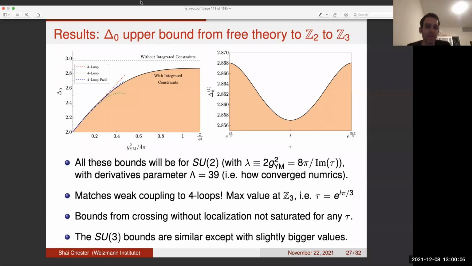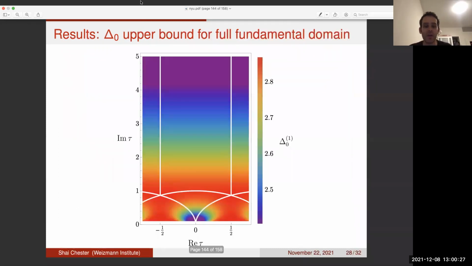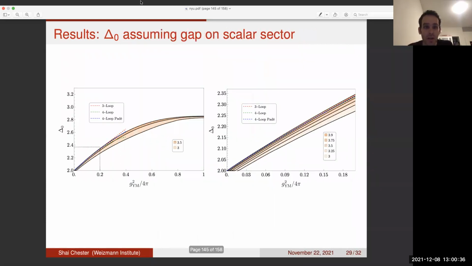Look, I think the more accurate claim to make is that the more constraints you put in, the closer you're getting to the physical theory, and we're pretty damn close based on the comparison to weak coupling. I think it's pretty impressive. But I'm sure it's not exactly on the upper bound. And the way you can get more evidence for that is you can just keep adding more constraints and see how things change. That's what I wanted to discuss. Okay, so here's the plot for the full fundamental domain of the upper bound. This plot looks somewhat similar to the localization input, so it shouldn't surprise you.